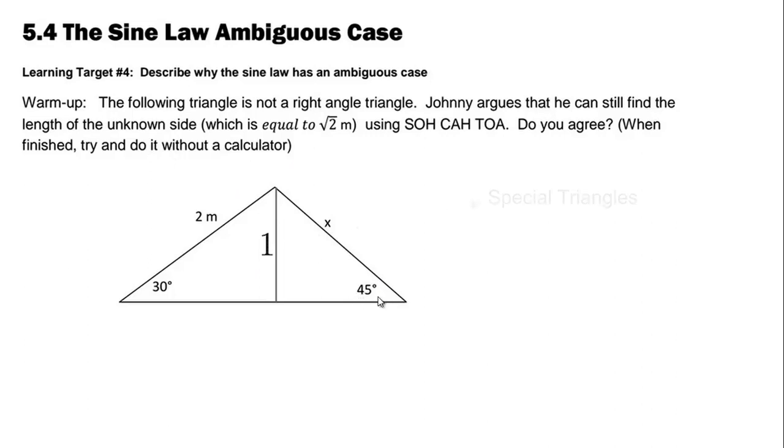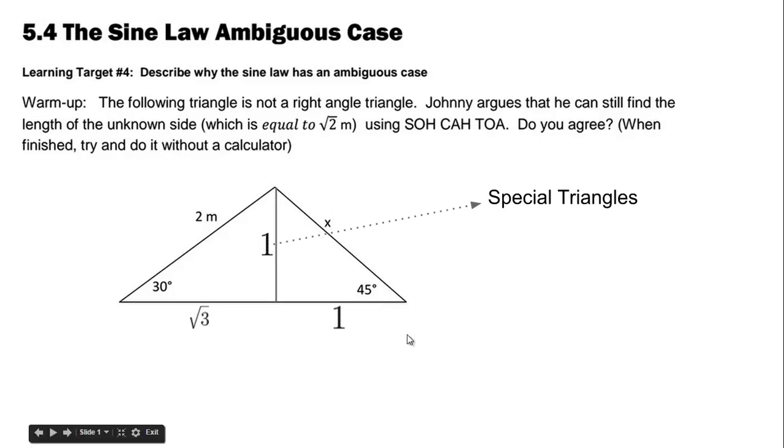And then we know that the other sides are root 3 and 1, and we can use the Pythagorean theorem to find out that that's root 2. And this is actually the logic here that we use for the sine law.